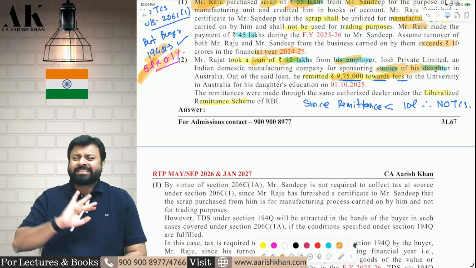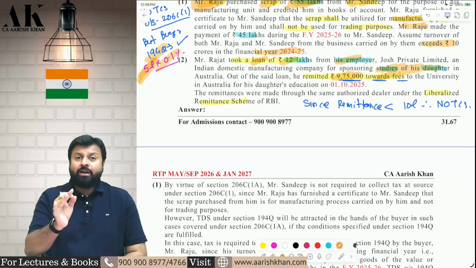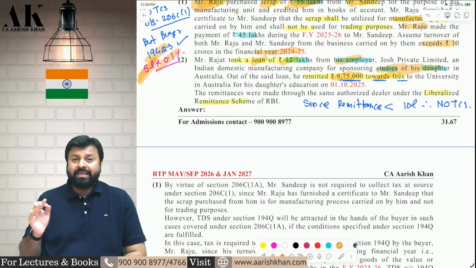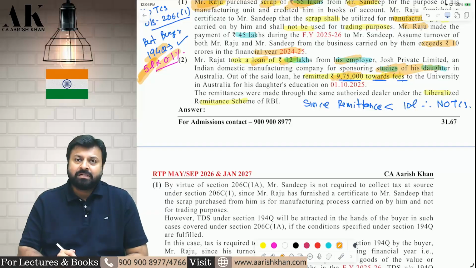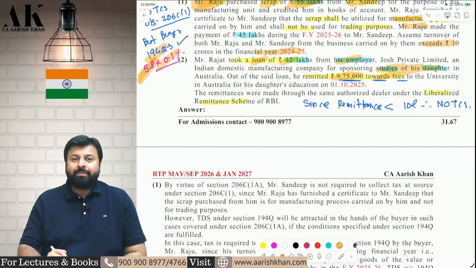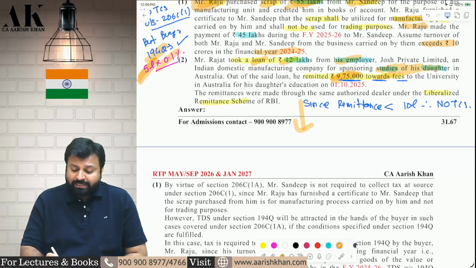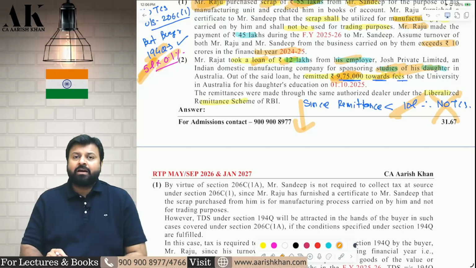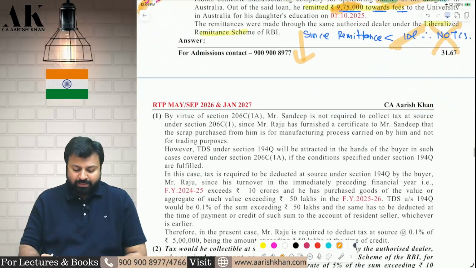But if I take a loan from an employer in India and then I send it outside India, then TCS is applicable in excess of 10 lakh rupees. Up to 10 lakh rupees exempt, above 10 lakh rupees 5%. So here I am taking a loan from an employer, therefore I will not get complete exemption. I will get exemption up to 10 lakh, above 10 lakh 5%. So in this case, I have taken a loan of 12 lakhs, but I have remitted only 9.75 lakh. Now because 9.75 lakh is less than 10 lakh, therefore here no TCS will be applicable in this case. I hope it is clear to all of you.